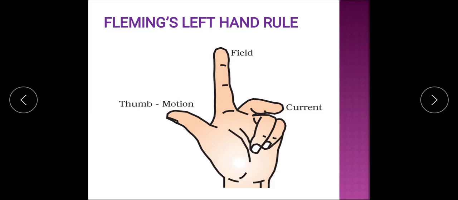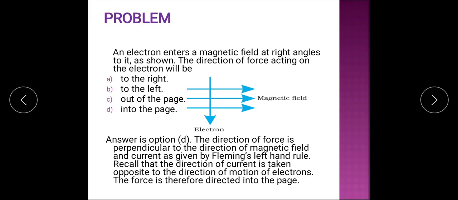Let us try to solve a problem based on this rule. This is actually problem 13.2 of your NCERT book. The question says, an electron enters a magnetic field at right angle to it, as shown. The direction of force acting on the electron will be to the right, to the left, out of the page, into the page. According to question, this is the direction of magnetic field and this is the direction of electron. The electron is entering the magnetic field at right angle.